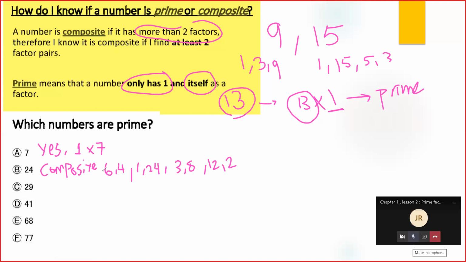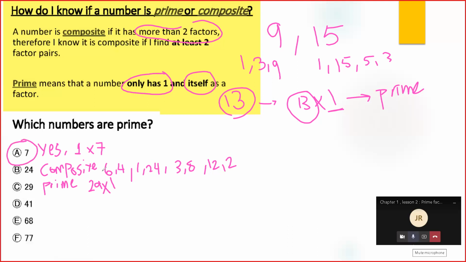Now, 29. Who wants to help me? Yes, Malak. 29. Is it prime or composite? It's prime. Thank you. Because I have only 29 times 1. Thank you.